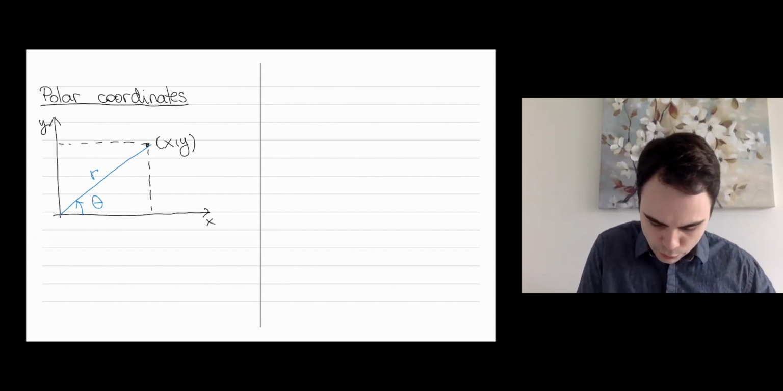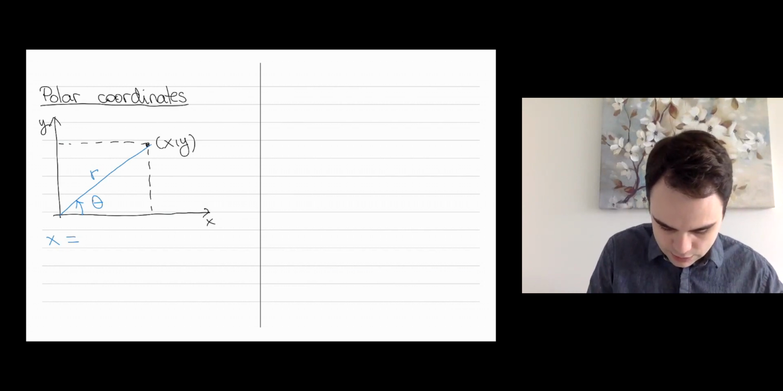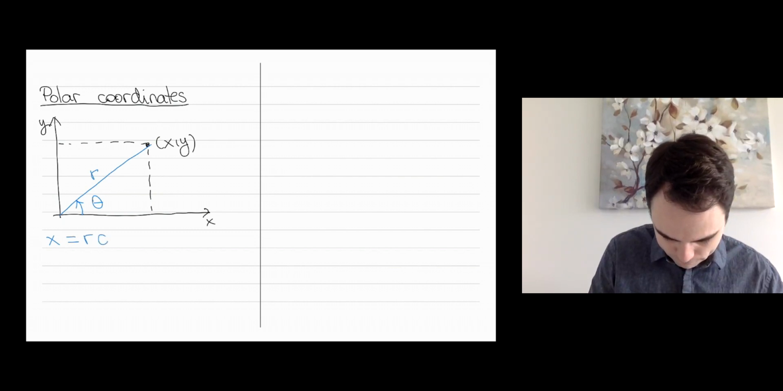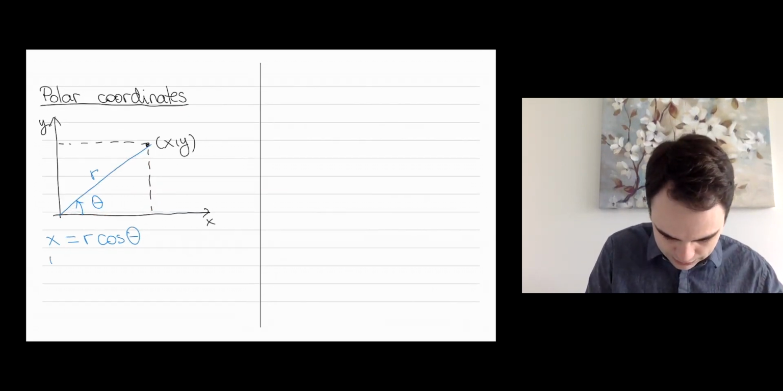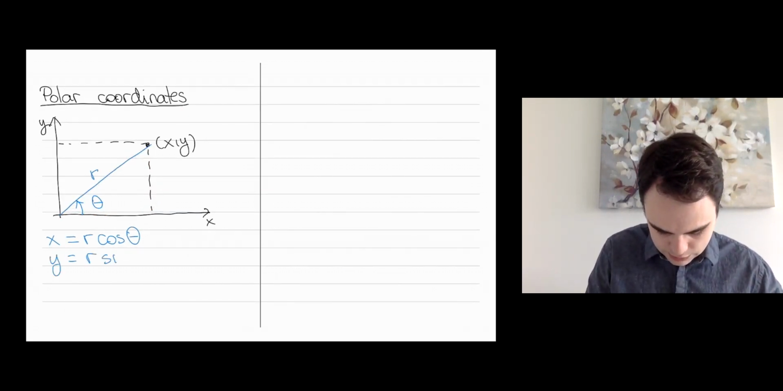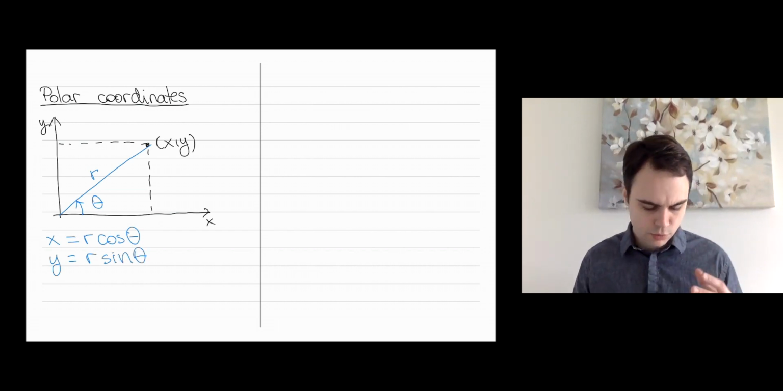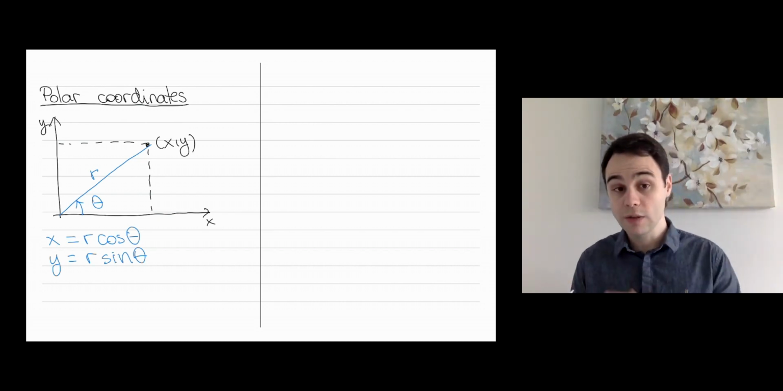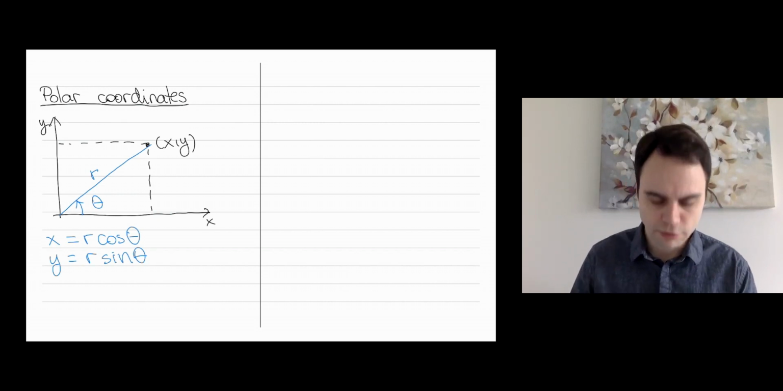So here's how we relate the old variables to the new variables. So x is just r times cosine theta, by looking at this right triangle over here. And looking at the same triangle, we get that y is equal to r times sine theta. So you see that if I know r and theta, I can find x and y kind of easily.